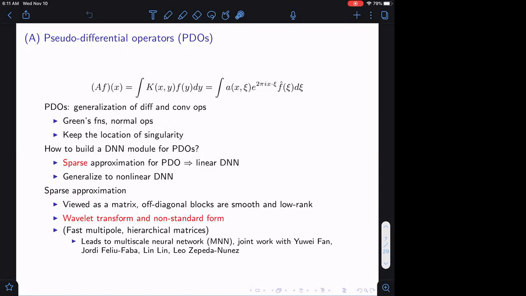Well, one important property of the pseudo-differential operator is that if you view this as a matrix, for example, after you discretize, the off-diagonal blocks of the pseudo-differential operator are typically smooth and also numerically low rank. Now, there are several ways to exploit this structure and to design sparse representations. The way I'm going to use here is based on the wavelet transform, and more specifically, the wavelet transform in the non-standard form.